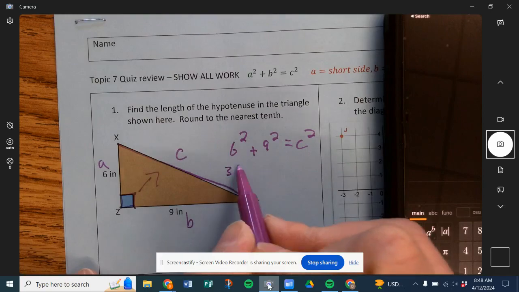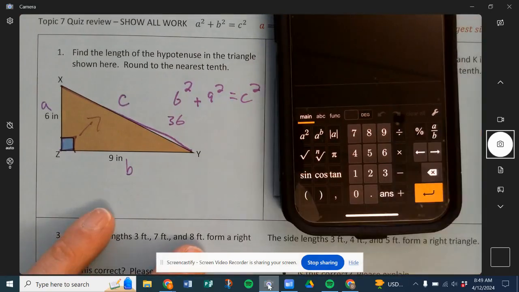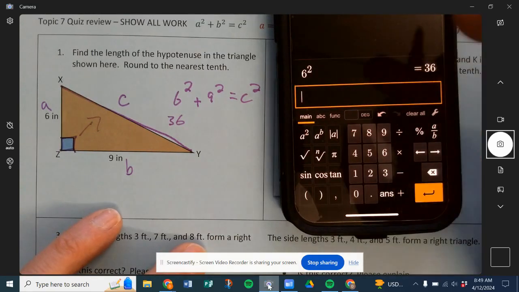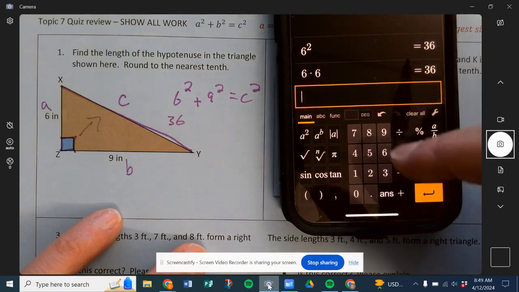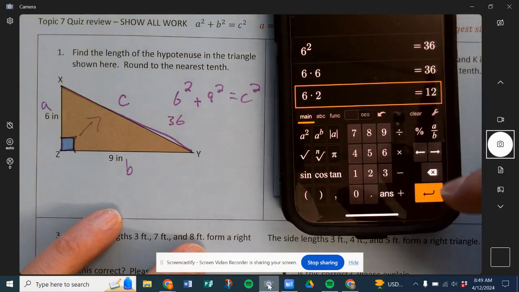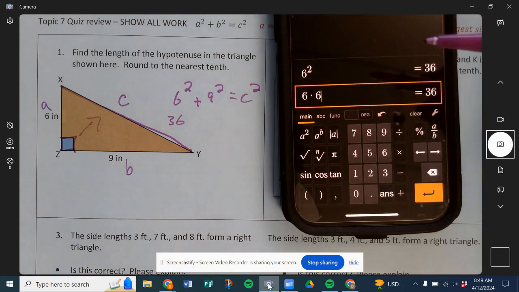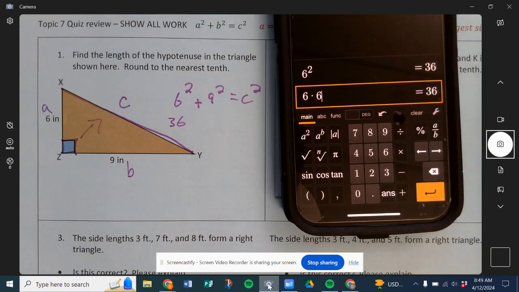6 squared, well, I know that's 36. If you struggle with that kind of thing, there are two ways you can do this. You can say 6 squared, or you can say 6 times 6. Just realize that it is not 6 times 2, 12. That is not the answer. So two ways to do it, right? 6 squared just means 6 times 6. It's basically finding the area of a square with a side length of 6.